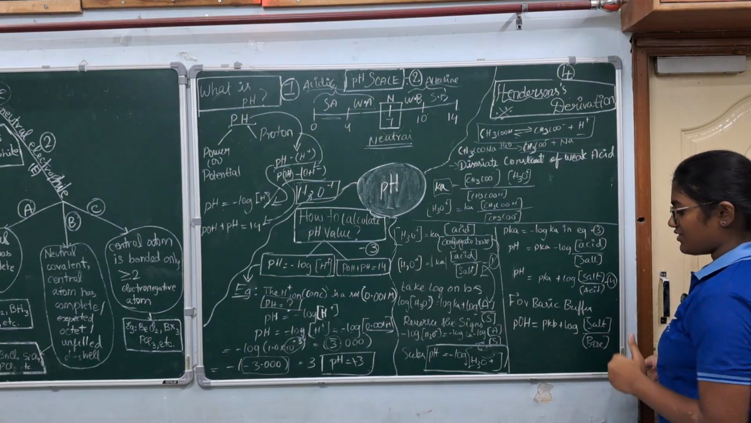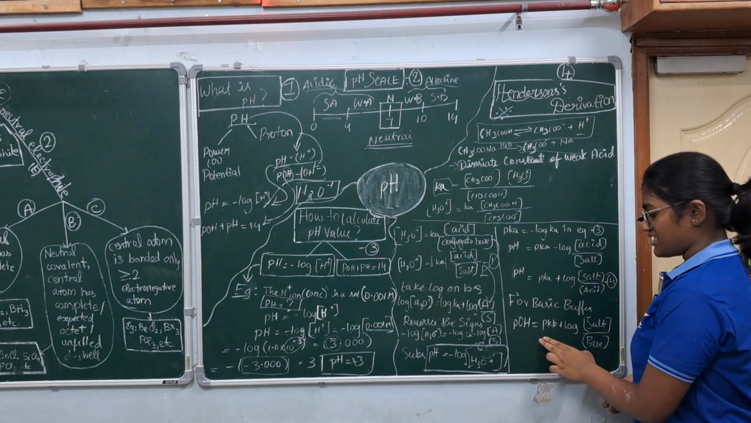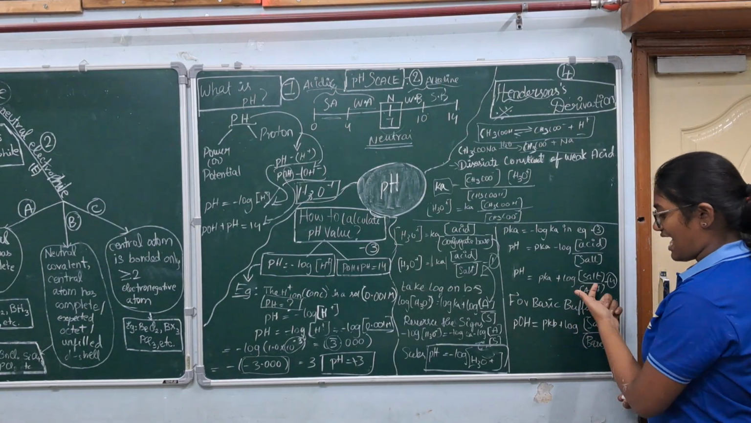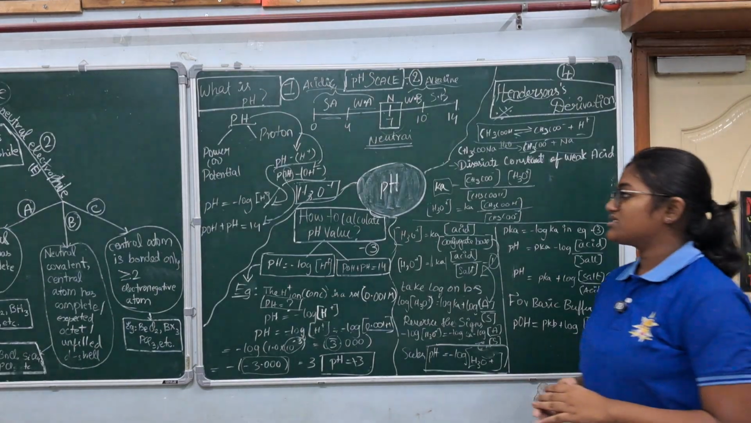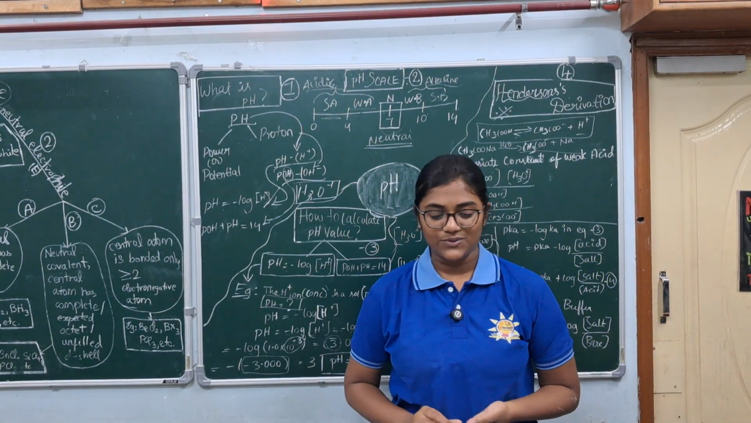For a basic buffer solution, the same procedure takes place, and we will have pOH is equal to pKb, that is for a base, plus log salt by acid. For the acid case, we just take the base. So this is the whole pH concept. I hope you understood. Thank you.